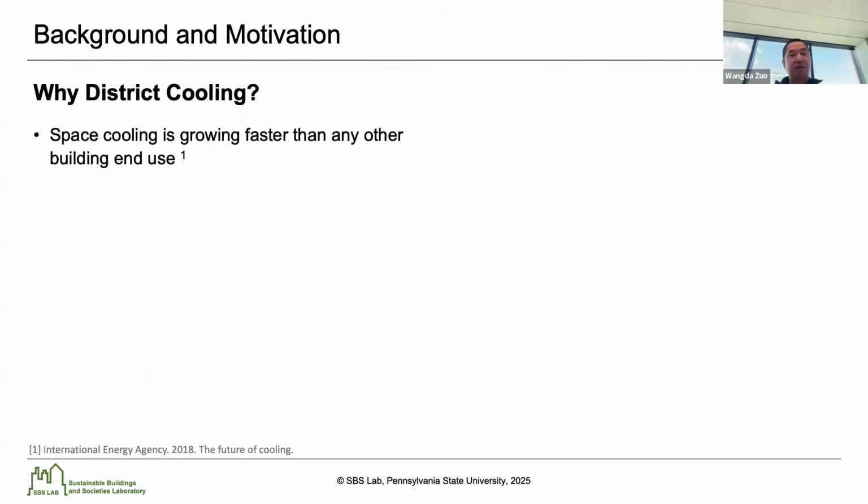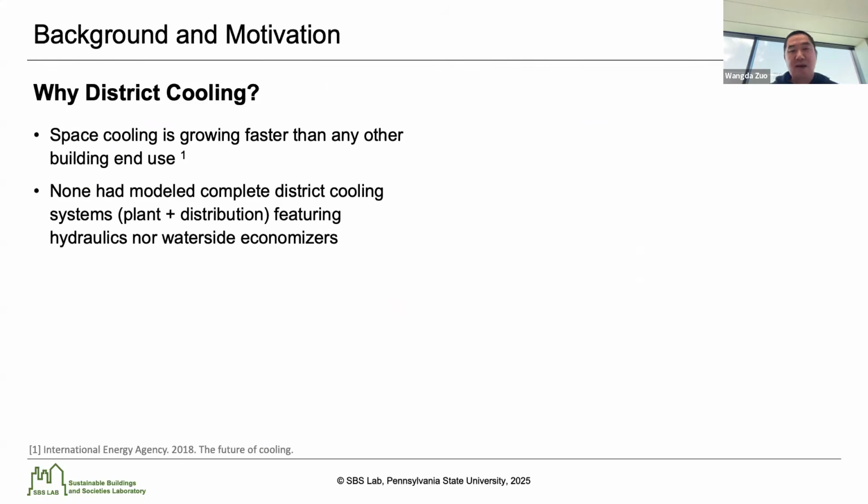First, let's start with district cooling. Space cooling is growing faster than any other building end use, and we can see we get more and more hot summers. In the mild climates where we didn't need cooling, now we start to need cooling. That just drives the demand for space cooling.